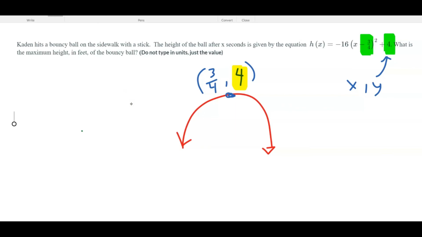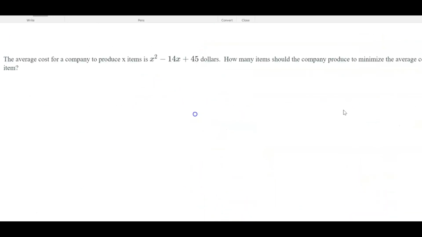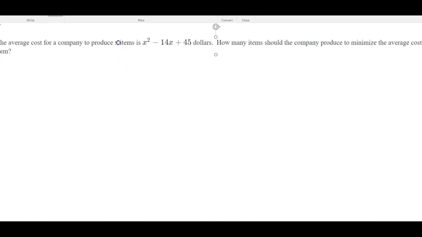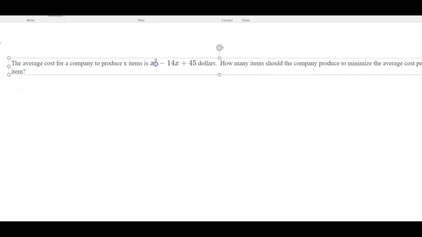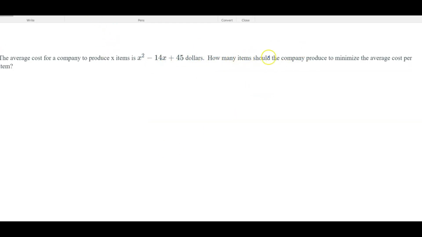Now there are going to be questions where they ask us to look for basically the lowest or the highest cost for an item. They're giving us this function here, and it says the average cost for a company to produce x items, and they give us the function x squared minus 14x plus 45. They say how many items should the company produce to minimize? And that's the key here, that word minimize.